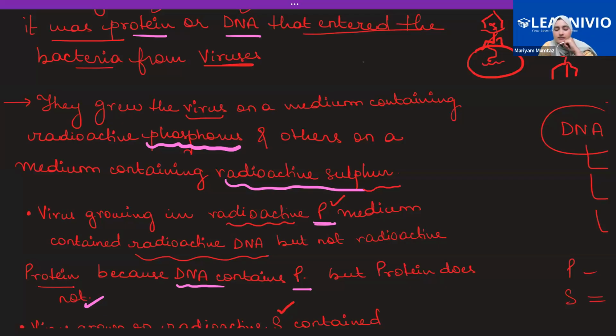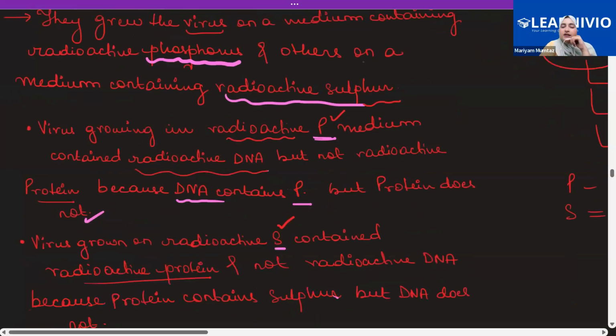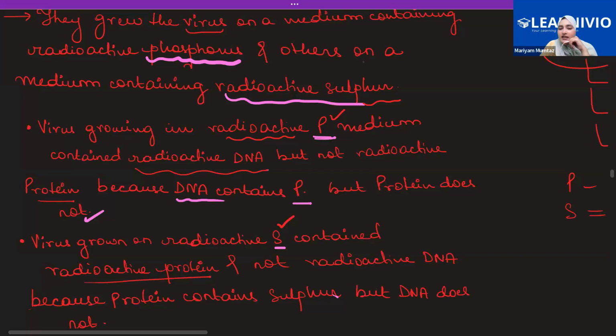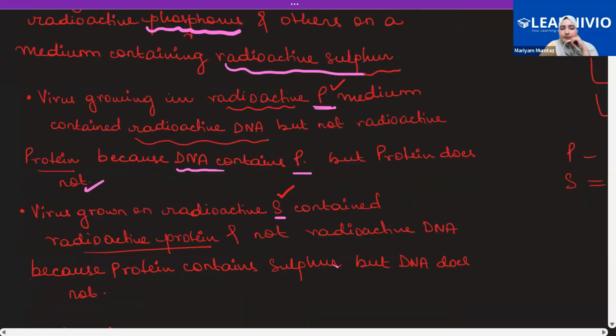But they put the virus in both the radioactive things. One was radioactive phosphorus. Okay, why phosphorus and sulfur? Because the virus that grew in the radioactive phosphorus will have radioactive DNA because DNA has phosphorus in it. But they will not have radioactive sulfur because they were not grown in radioactive sulfur. But those that were grown in the radioactive sulfur will have radioactive protein, but not radioactive DNA. Is this clear? Okay.